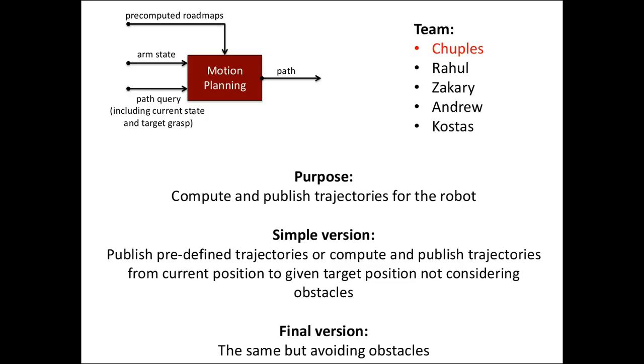So let's go ahead and have a look at the motion planning model. In the motion planning model, the purpose is to compute and publish trajectories for the robots. So it's a bit different from what we had before. By trajectory I mean a sequence of poses and times.